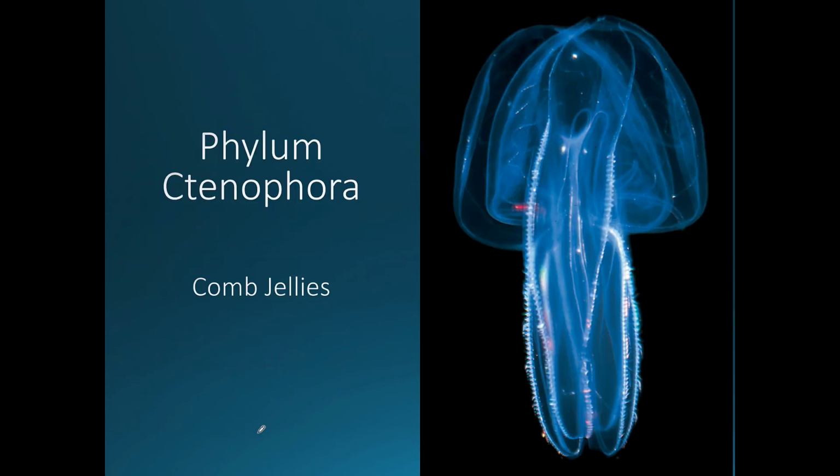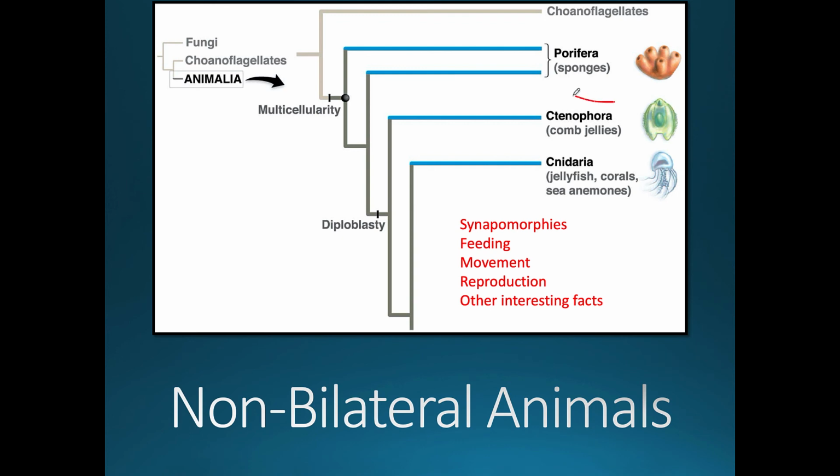Let's now move to our second phylum, the Ctenophora. The Ctenophora include the comb jellies, shown here. Now you can see the Ctenophora are right here. They are still non-bilateral animals, but they do have symmetry. They have radial symmetry, as we talked about before. And as we'll talk about in a moment, they also have tissues. They are diploblasts, so they make ectoderm and endoderm during their embryonic development.